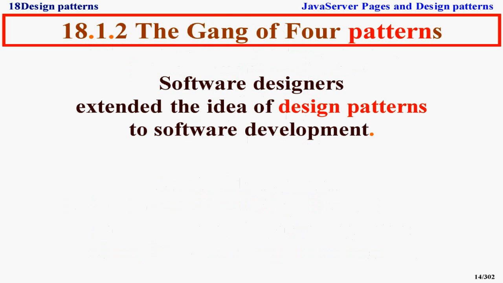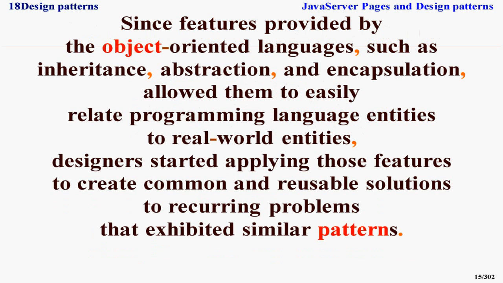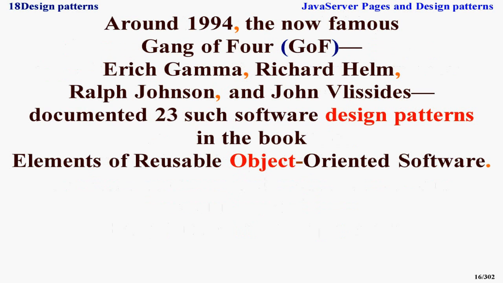18.1.2. The Gang of 4 patterns. Software designers extended the idea of design patterns to software development. Since features provided by the object-oriented languages, such as inheritance, abstraction, and encapsulation, allowed them to easily relate programming language entities to real-world entities, designers started applying those features to create common and reusable solutions to recurring problems that exhibited similar patterns. Around 1994, the now famous Gang of 4 (GoF): Erich Gamma, Richard Helm, Ralph Johnson, and John Vlissides documented 23 such software design patterns in the book Elements of Reusable Object-Oriented Software.